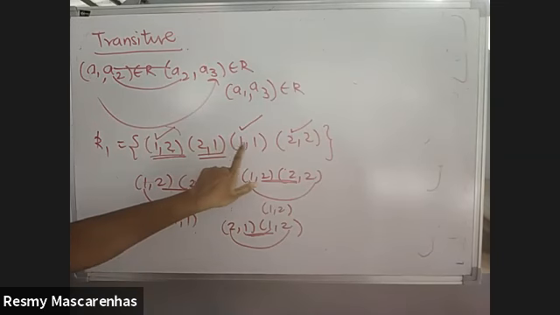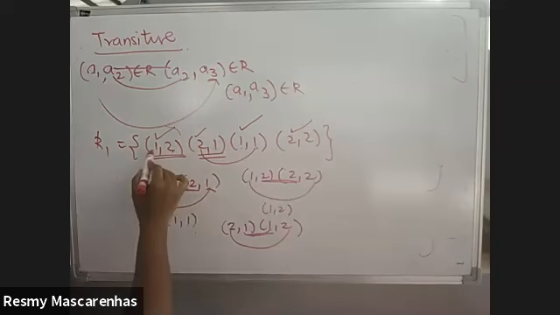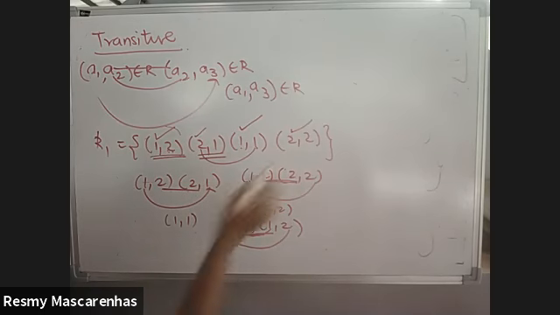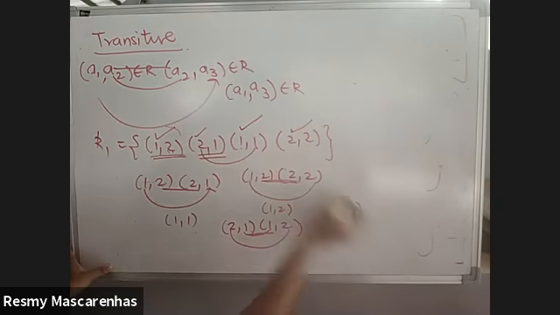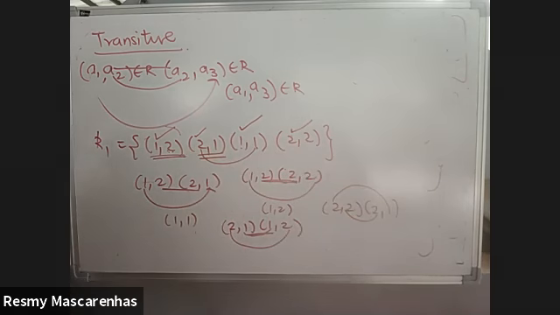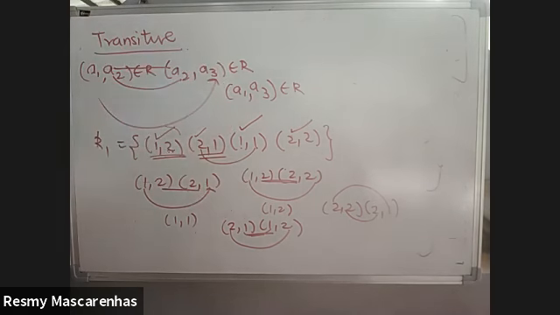So 2 comma 1, 2 comma 1 is there. Okay, so 1 comma 1, 1 comma 2. Is 1 comma 2 there? Yes. Then 2 comma 2, 2 comma 1. 2 and 2 is matching. Is 2 comma 1 there? Yes. Like this you have to try with all the pairs and check whether it is belonging back into the relation. So this is an example of transitive.